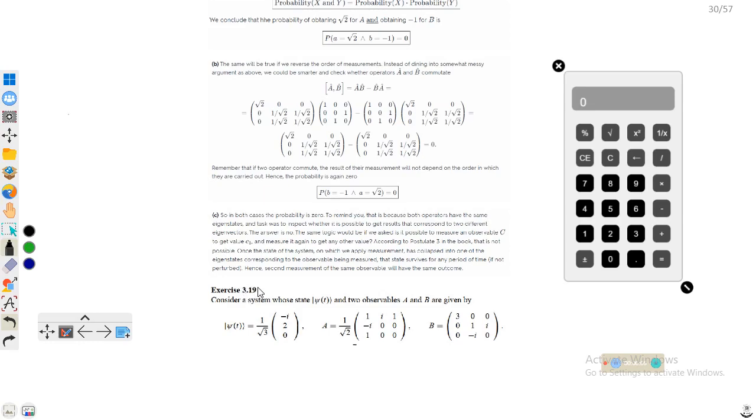In this lecture, we will discuss the solution for problem number 3.19, which says: consider a system whose state psi at a later time t is given, and two observables A and B are also given. The question states the requirements.